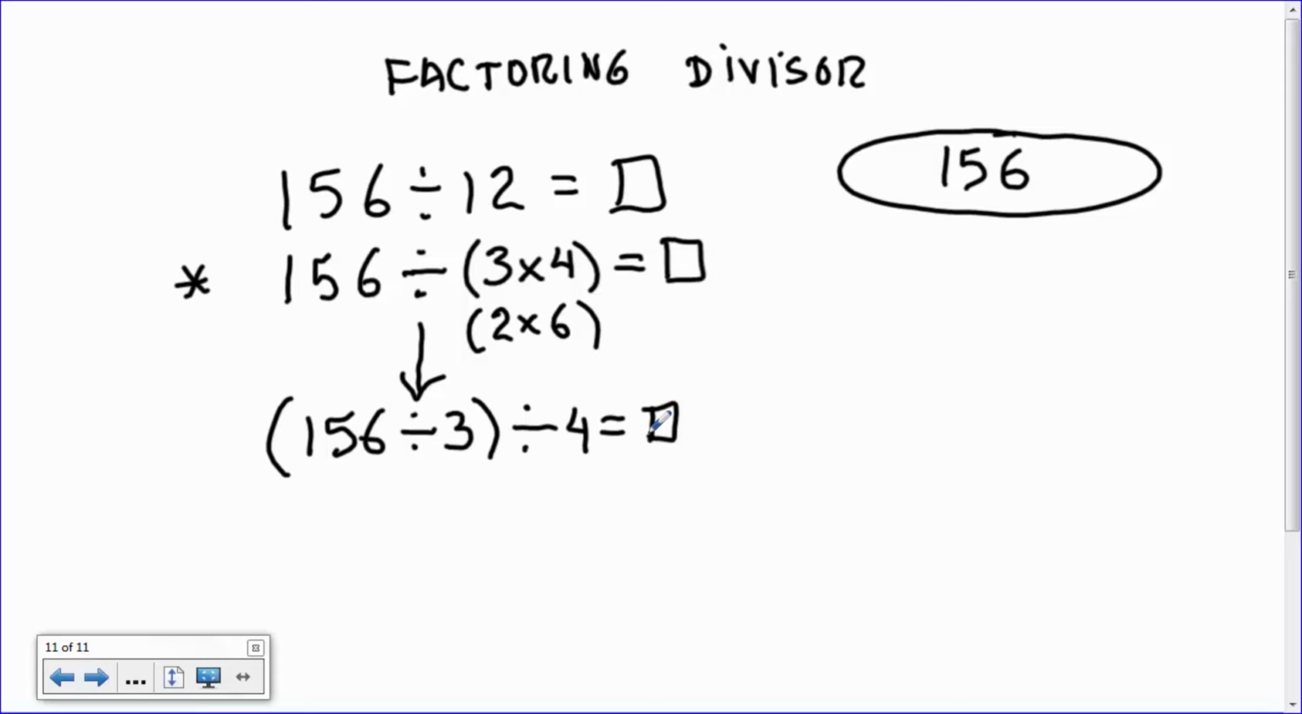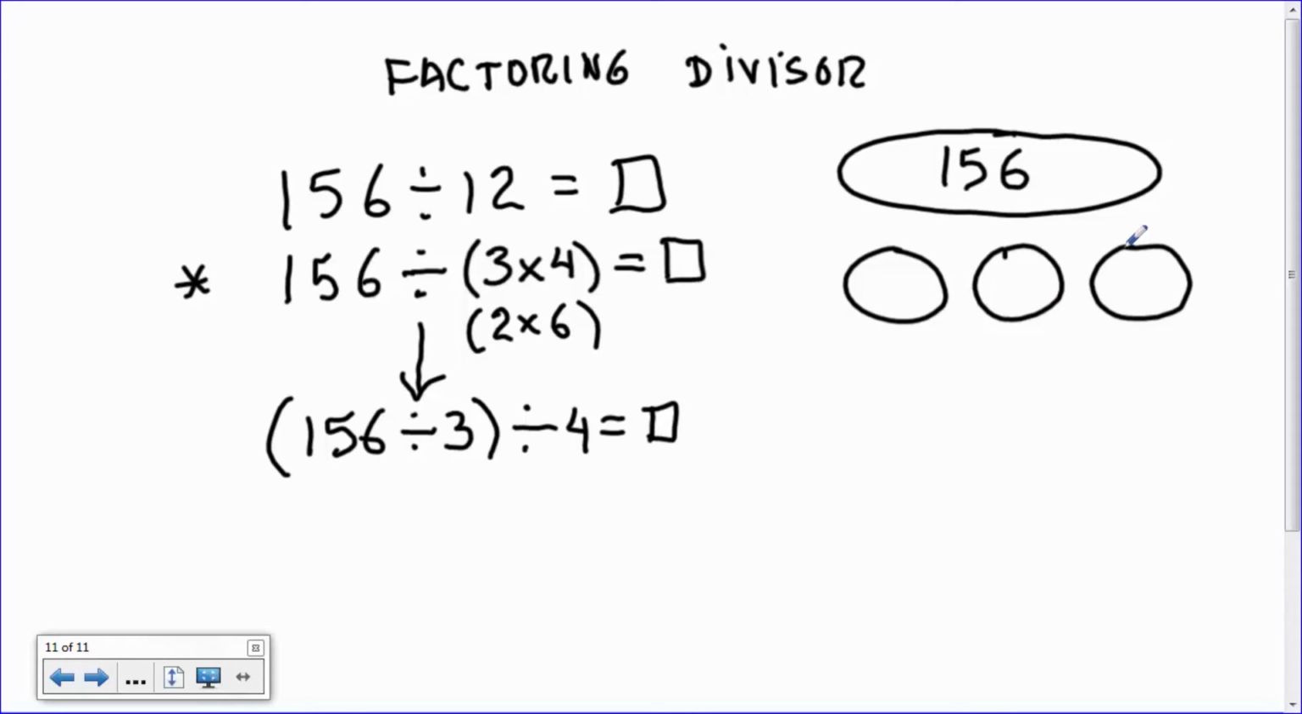Okay, so let me show you why changing the 12 to a 3 times 4 and performing the division in sequence, why that works. Because kids want to know why it works. You want to know why it works, okay? So I'm going to try and do this through pictures. So I'm going to take the 156 and I'm going to divide first by 3.